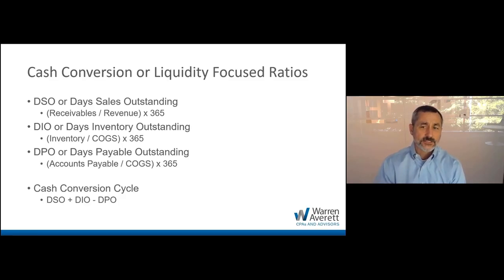That gives us an indication of the turn of our cash in the sales cycle. Next, let's look at days inventory outstanding. That's inventory divided by the cost of goods sold times 365. And cost of goods sold is the annual income statement yearly cost of goods sold number. Here again, what we're measuring is the number of days our inventory is using our cash.